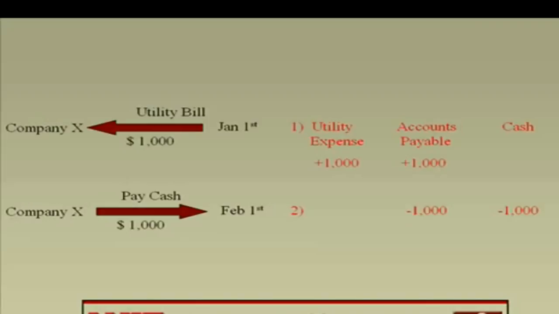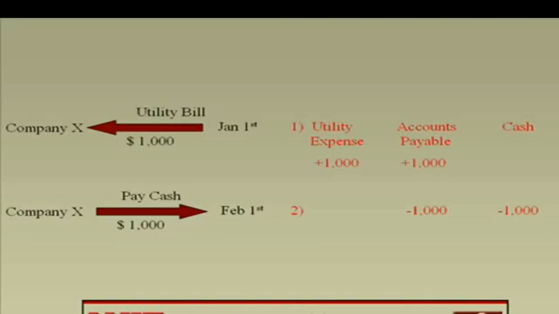So, what's the double entry impact? On January 1st, an expense is created because you received the bill. So, utility expense goes up, and what's on the other side? Accounts payable, because you owe money to a supplier. So, accounts payable will increase. So, here's the double entry. Expense plus 1,000, accounts payable plus 1,000. What happens when you pay cash? Cash goes down, minus 1,000, but your accounts payable will also be minus 1,000 because since you paid, you don't owe any money to your supplier.